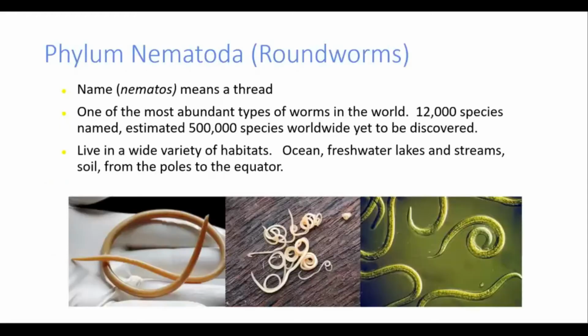So, Phylum Nematoda, with its name, nematos means a thread. The most abundant type of worms in the world. 12,000 species are named, with an estimated 500,000 species worldwide yet to be discovered. They have a wide variety of habitats: ocean, freshwater, lakes, and streams, soil, from the poles to the equator.